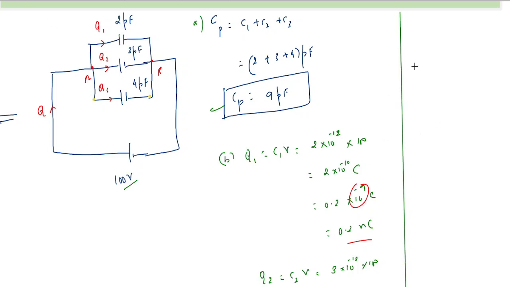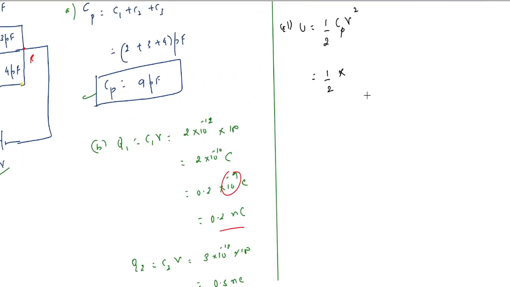The formula is U is equal to half C V squared. It is for the entire combination, so it becomes C P. It's half into C P, which is 9 into 10 power minus 12, into V squared.